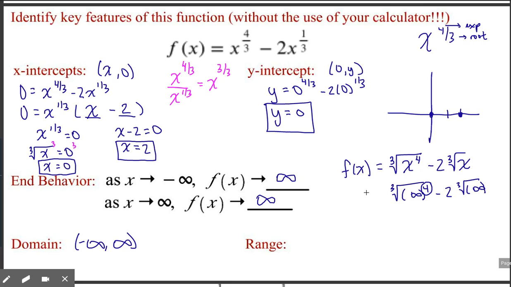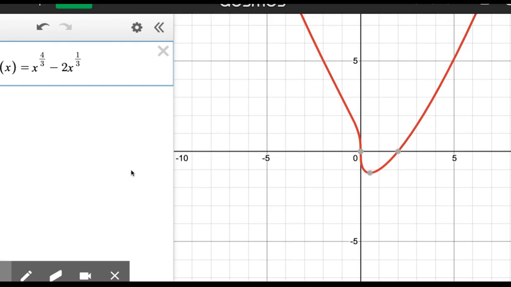Let's take a look at what our calculator has to say about this graph. Here's the graph of our function. I can see the x-intercepts of 0 and 2. I can see again that y-intercept would also be 0. My end behavior prediction was correct. As I go to the left, my graph is approaching infinity. As I go to the right, my graph is approaching infinity. And I can see here that there's a minimum value of my graph. That would be helpful in determining the range of this function.